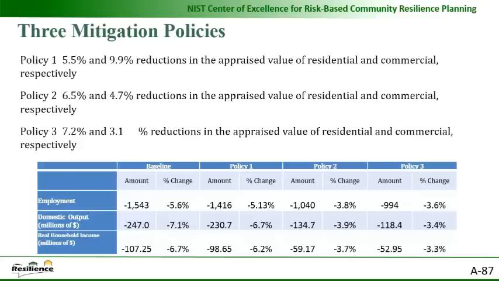And if you look at the three different policies, you'll see what the impact of all three different policies is on employment, domestic output, and on household income. And the changes from the baseline conditions are provided by those three alternative policies. What they show, and this I think is very interesting, is that the employment, the output, and the household income are affected by these policies to somewhat different degrees.